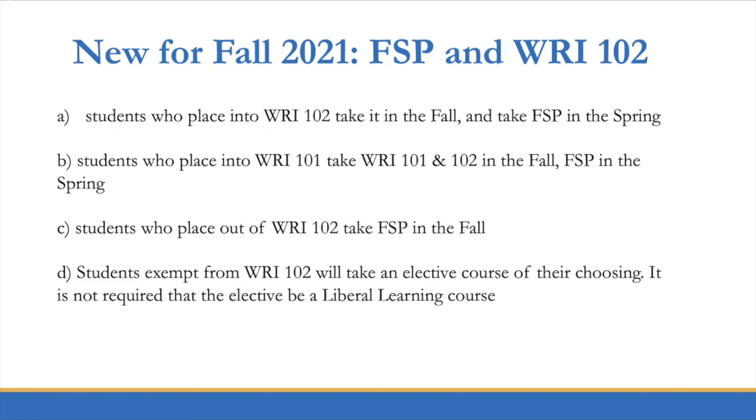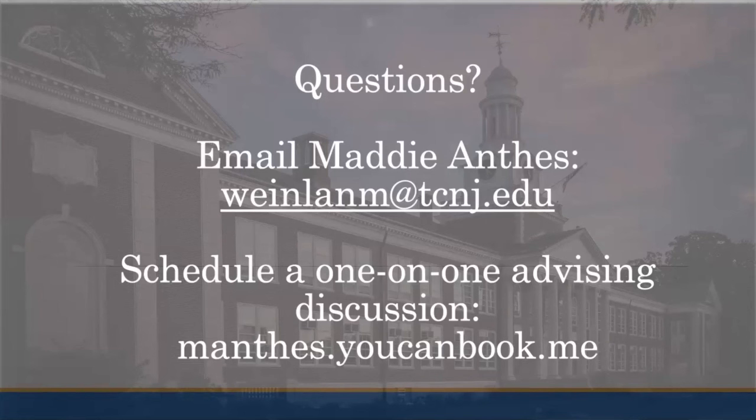Beginning fall of 2021, there's a new structure for FSPs and Writing 102. Students who place into Writing 102 will take this in the fall and then their FSP in the spring. Students who place into 101 will take 101 and 102 in the fall and their FSP in the spring. Students who place out of Writing 102 take FSPs in the fall, and those who are exempt from 102 will take an elective course of their choosing.